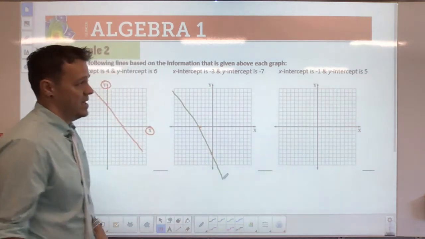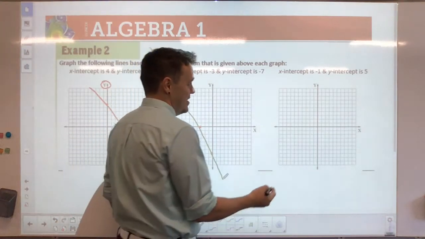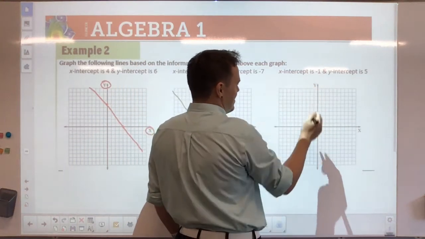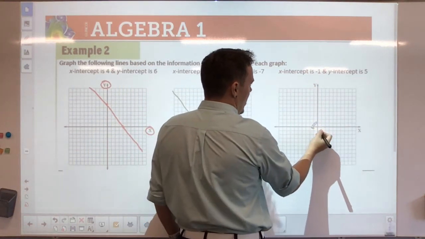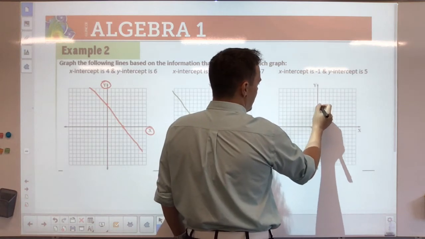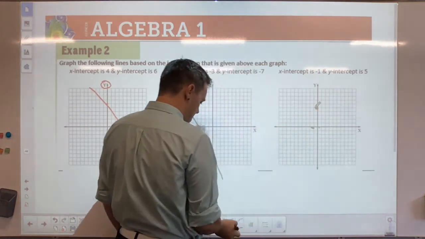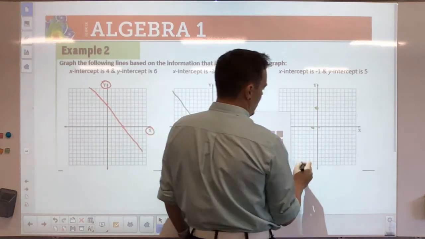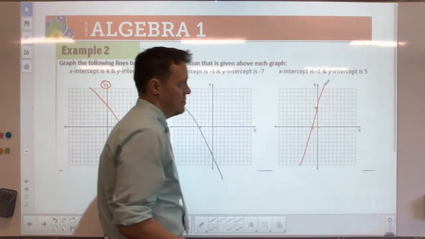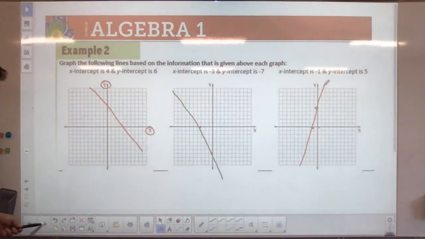That is not a straight line, but I don't draw straight lines very well. The x-intercept is -1. The y-intercept is 5: 1, 2, 3, 4, 5. There's your two dots, ladies and gentlemen, and now you have your graph just like that. Simple enough. You guys do the following on your own.